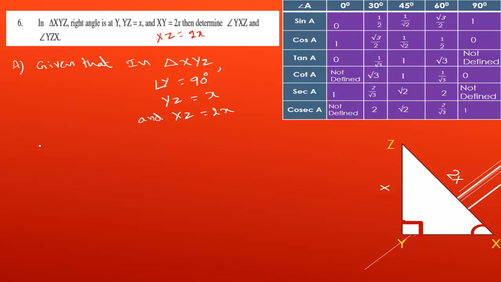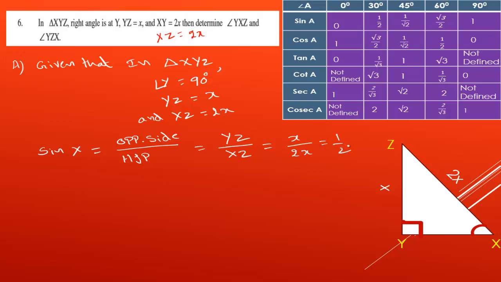Now we have to calculate angle YXZ means angle X. For this I am taking sin X, that is sin X equal to opposite side by hypotenuse, that equal to opposite side means YZ by hypotenuse means XZ, that equal to X by 2X, that equal to 1 by 2. Here we got sin X as 1 by 2.